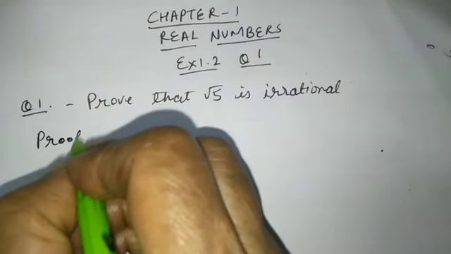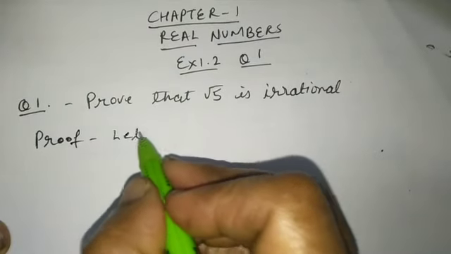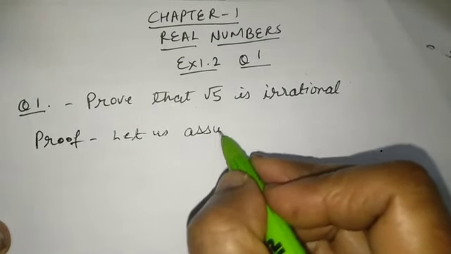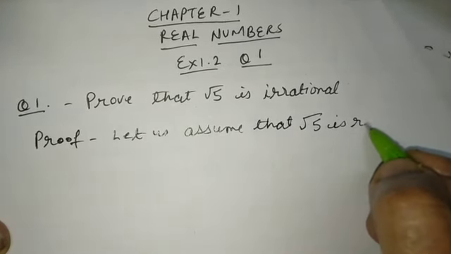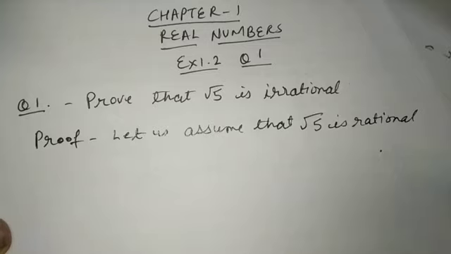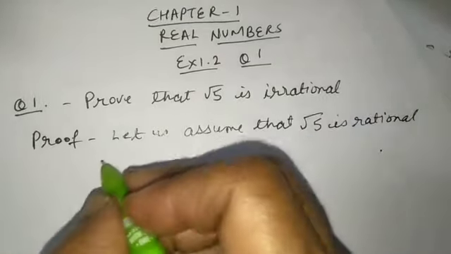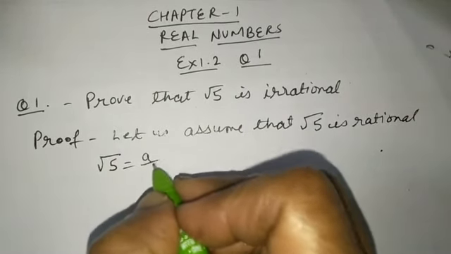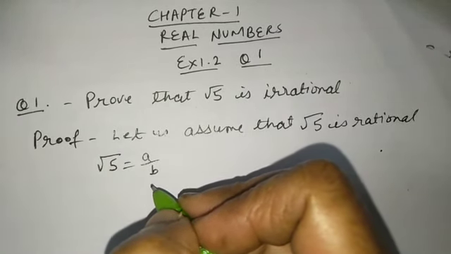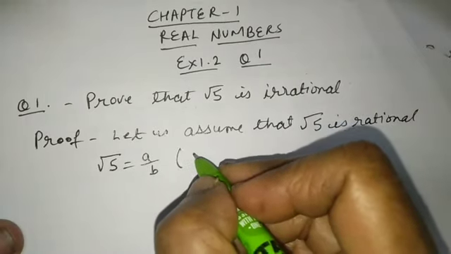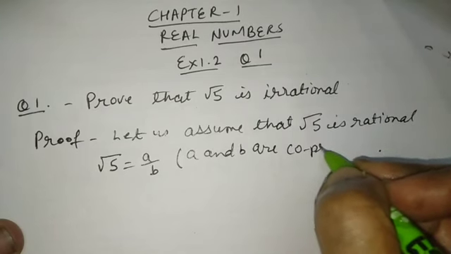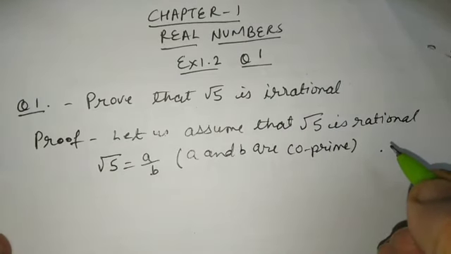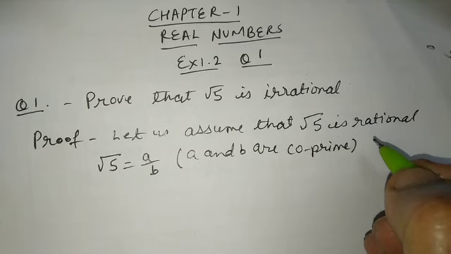So we write here, let us assume that root 5 is a rational number. Here we know that a rational number can be written in the form of p by q, or a by b. So we write root 5 is equal to a by b, and we take a by b such that a and b are co-prime. Co-prime means they do not have any common factor other than 1.